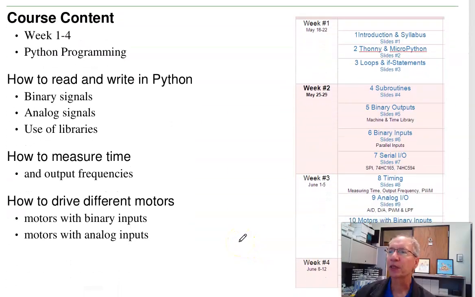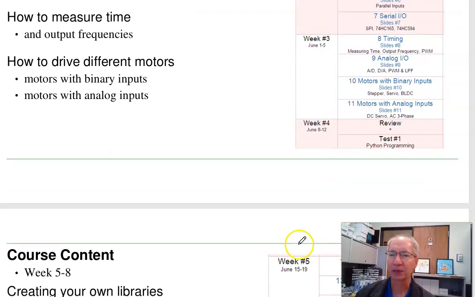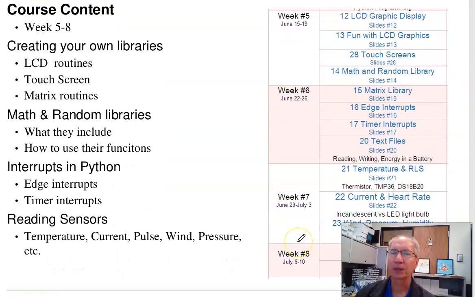In terms of what we're doing in the course, the first 4 weeks is background on Python programming. How to read and write binary signals, analog signals using libraries, how to measure frequency and time, and how to drive different types of motors. Motors with binary inputs and analog inputs. Then comes test number 1.